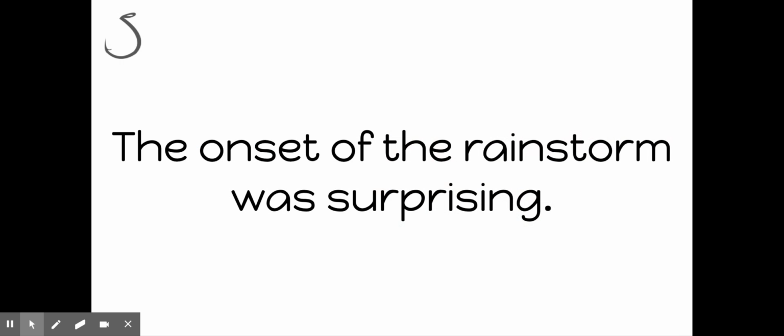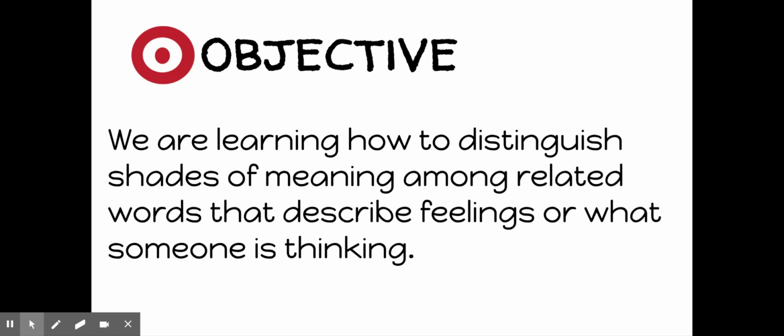Okay, so the onset of the rainstorm was surprising. When we look at this sentence, we know that people are surprised by the onset of the rainstorm, but the word surprising has a different level that we're thinking about as the reader. If we change this word to maybe shocking, or a different word that means the same thing as surprising, then we can give the reader a different sense of what the character is feeling, which is basically our objective today. So today we're learning how to distinguish shades of meaning among related words that describe feelings or what someone is thinking.